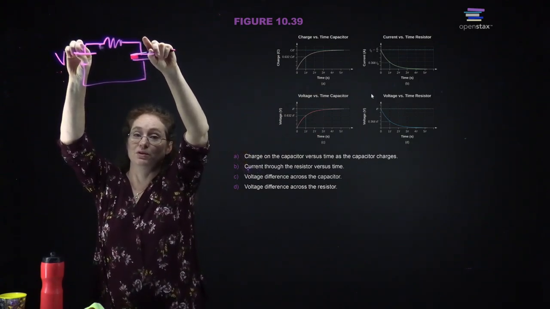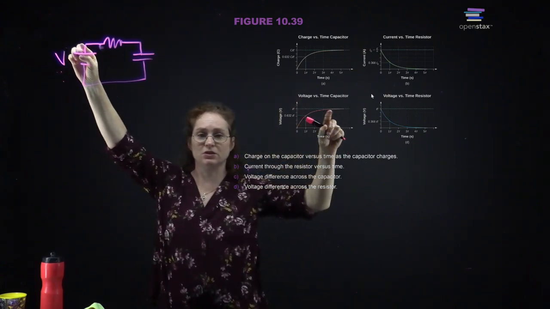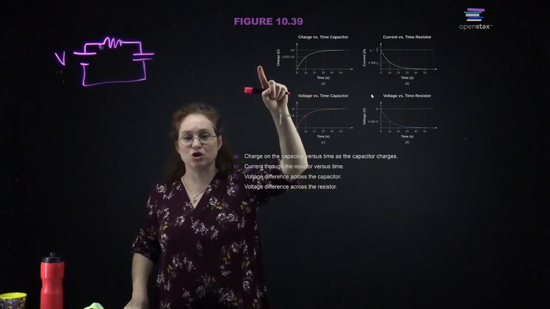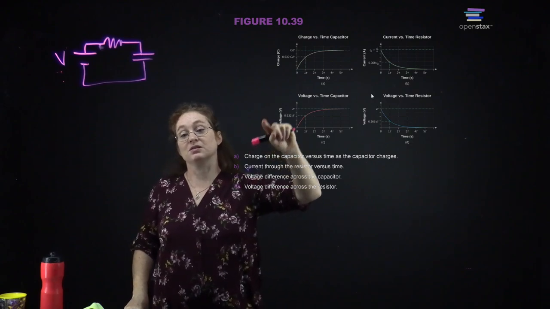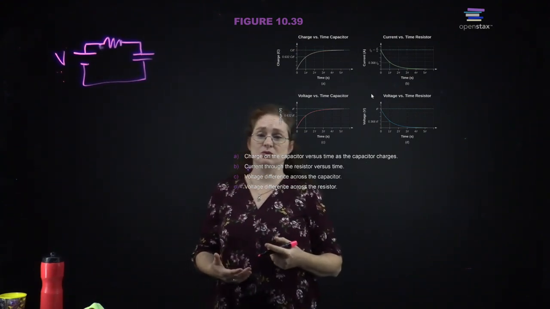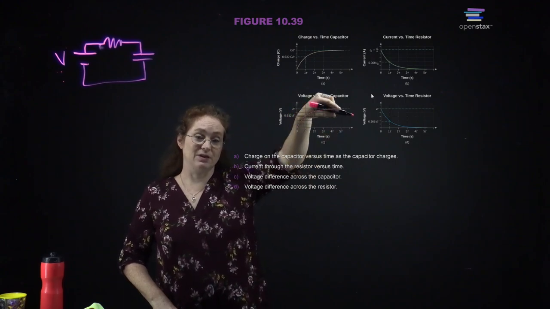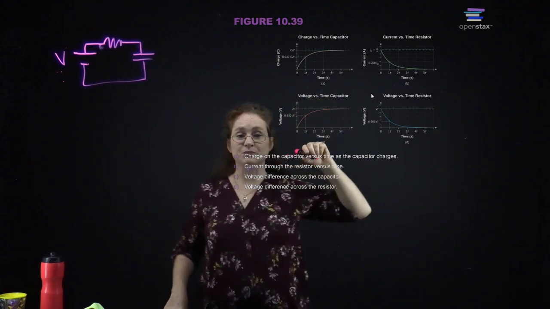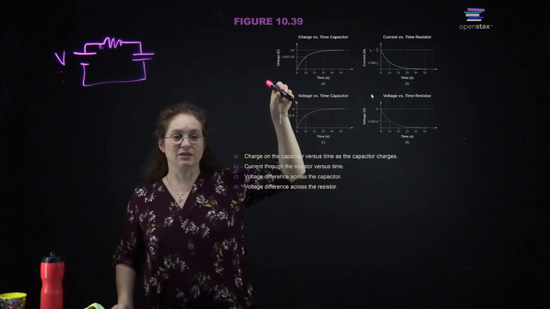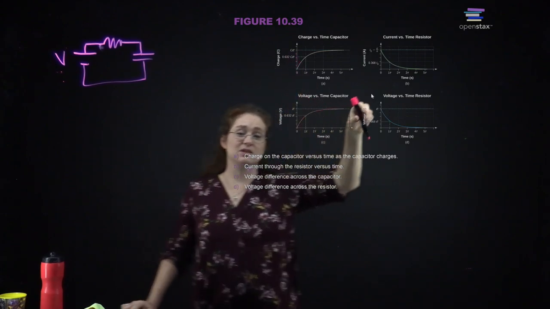Now, the voltage across the resistor at the same time: at first, when you close the switch, there's the voltage across the capacitor. This is the charge on the capacitor as a function of time. This is the voltage across the capacitor as a function of time, because the voltage is proportional to the charge across the capacitor. So we slowly reach the point where we have all of the potential across the capacitor. If we look at what's going on at the resistor at the same time, as the capacitor charges up, the amount of the voltage across the resistor decreases.